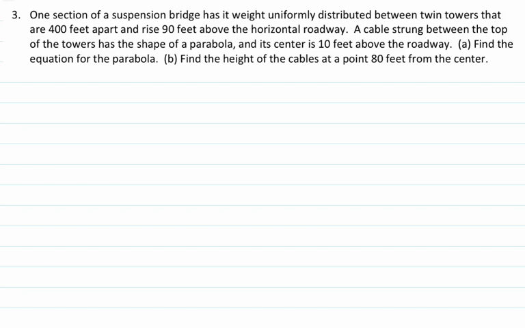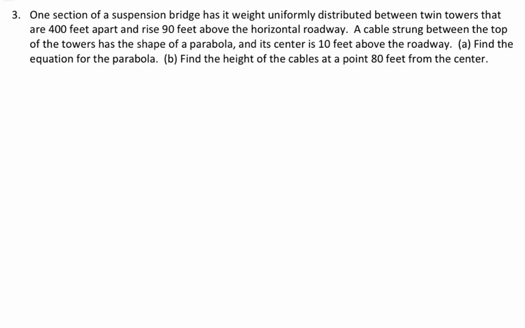So on problem number 3, they are asking us to answer a few things. We're supposed to find the equation for a parabola and find some heights. So here's what we know. It says that a section of suspension bridge has its weight uniformly distributed between two towers that are 400 feet apart. So let me draw the two towers that are over this roadway.